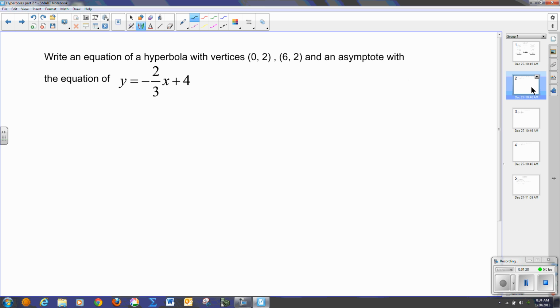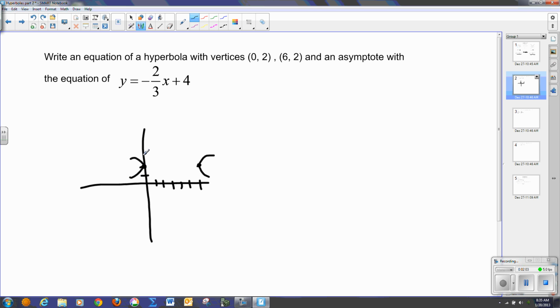We now want to write the equation of a hyperbola with vertices of (0, 2) and (6, 2), and we now have the equation of the asymptote. So here we go. I'm always a fan of drawing these things, so let's do an axis here. Here's (0, 2). Put it here, out 6. These are going to be the vertices of the hyperbola, so indirectly, I know that this hyperbola is going to open outward.